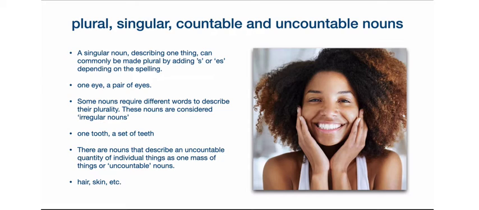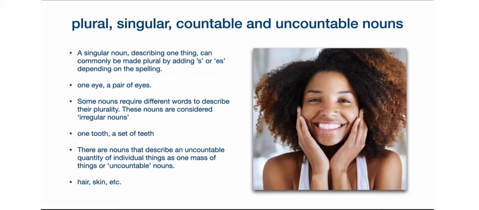Okay, looking at singular, plural, countable, and uncountable nouns. A singular noun describes one thing, and it can commonly be made plural, describing more than one thing by adding s or es, depending on the spelling. One eye, a pair of eyes. Some nouns require different words to describe their plurality. These words are considered irregular nouns. So one tooth, a set of teeth.